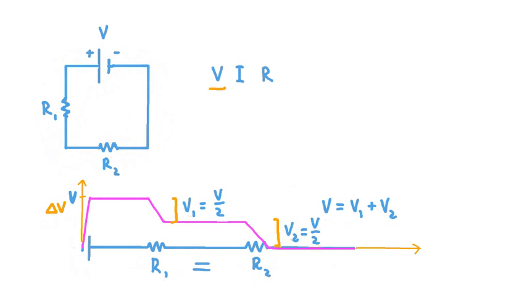Now, in a series circuit with two resistors, it's a bit of a special case when those resistors have the same exact value. When that happens, we were able to make this conclusion about the potential difference that's dropped over each one. But even when that's not the case, even when the resistors have different values, it's still true that the potential difference supplied by the cell is equal to the sum of the potential differences dropped over the two resistors.